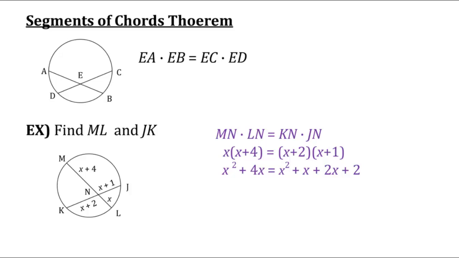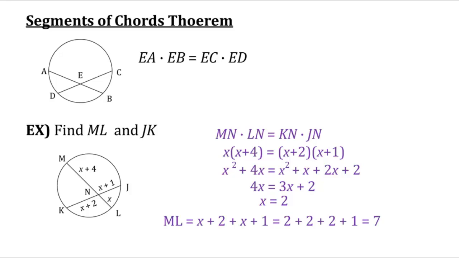If I notice again on both sides I have an x squared, so if I subtract, those two will just cancel away. I'm left with 4x on the left side, and on the right side I have x and 2x, so I can combine like terms to say 4x is equal to 3x plus 2. If I subtract 3x from both sides, then x is just equal to 2. But that's not what they asked me for. They asked me to find ML and JK.